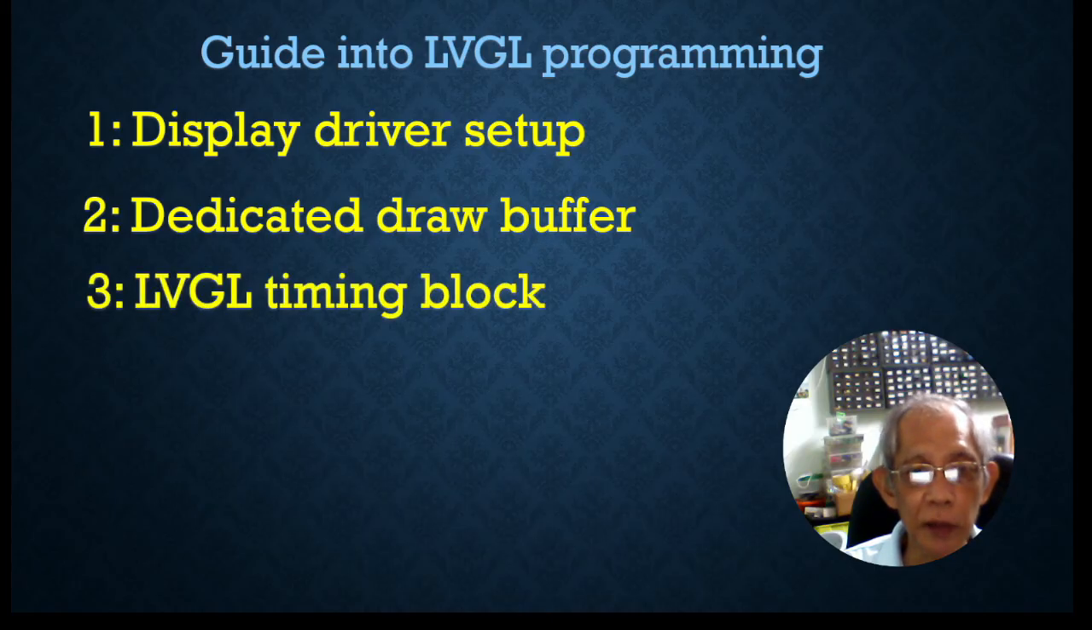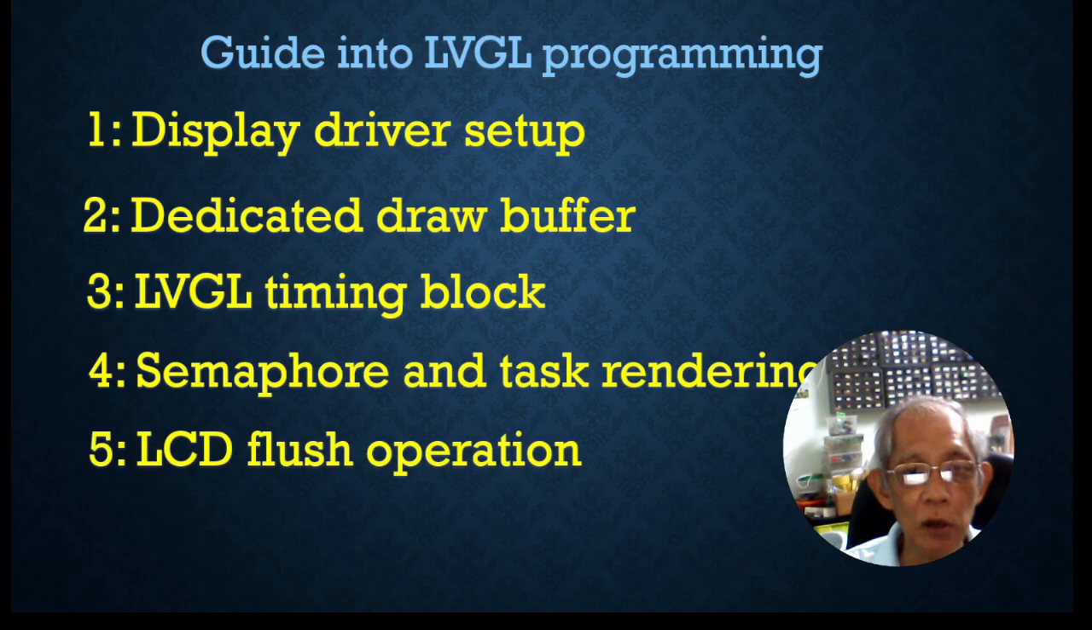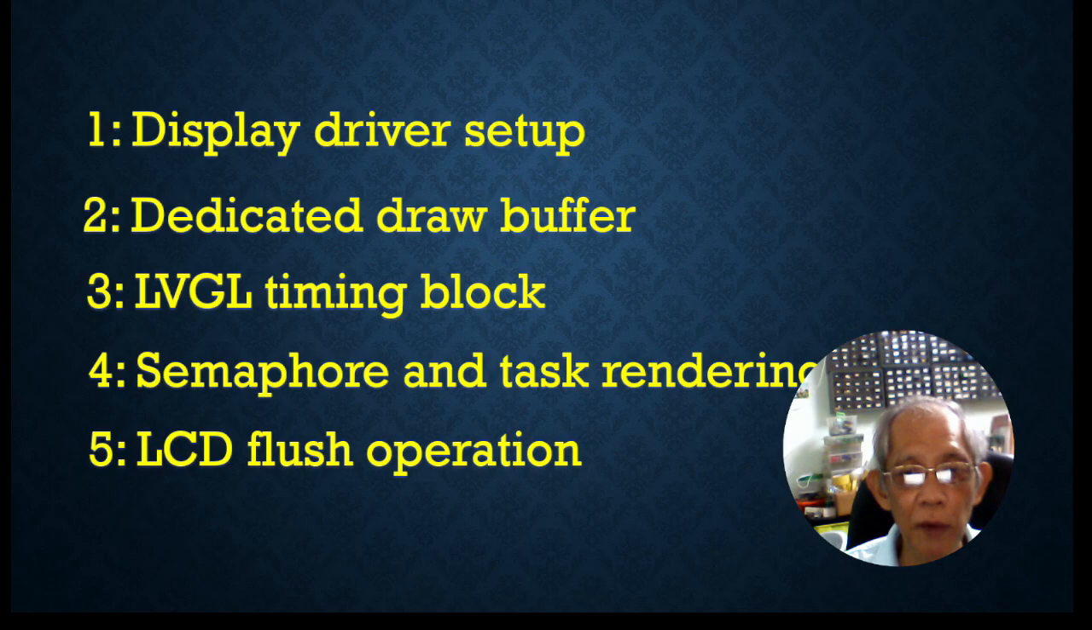Then we will come to timing. LVGL flushing will require its own timing clock. This defines how fast the TFT screen will be updated. A semaphore is a kind of mutual task lock mechanism. This ensures no resource conflict, as LCD data flushing is quite a heavy task. Flushing operations will transfer the draw buffer content to the LCD buffer. So these are the steps in the LVGL drawing process.